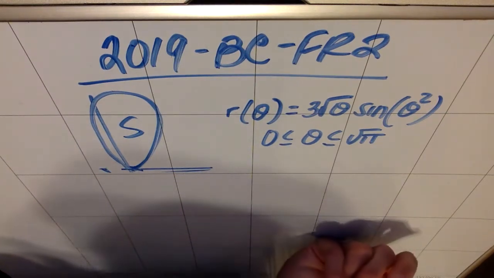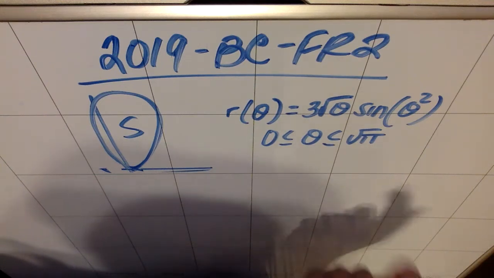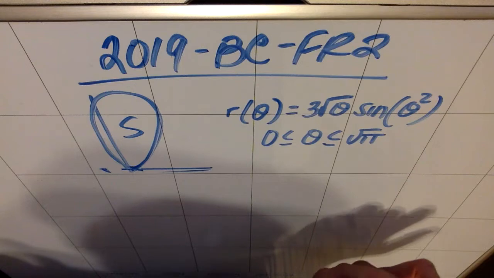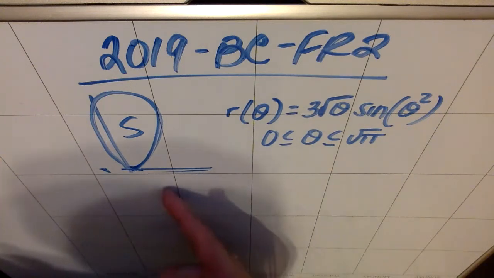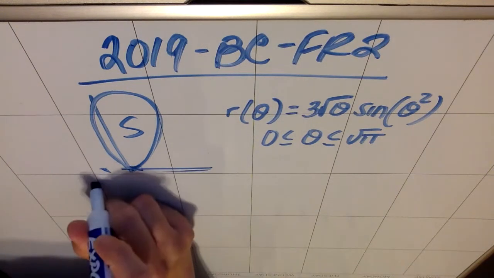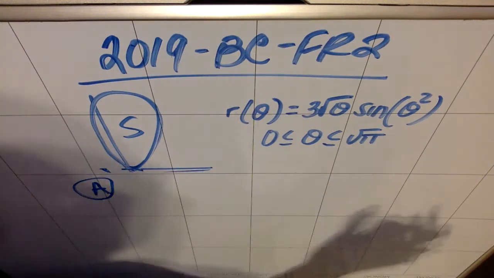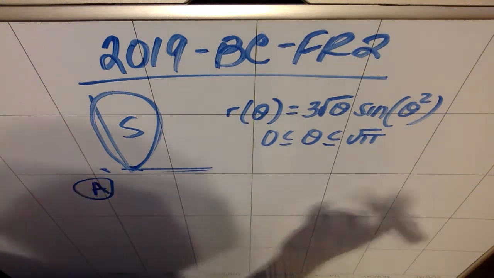They define it as r of theta equals 3 square root of theta, sine of theta squared, not the sine, for theta from 0 to square root of pi. So that's shown in this figure here. So first thing we're asked to do is find the area of S, right? Really, this is testing if you memorize the formula for the area of a polar curve and if you know how to use your calculator.